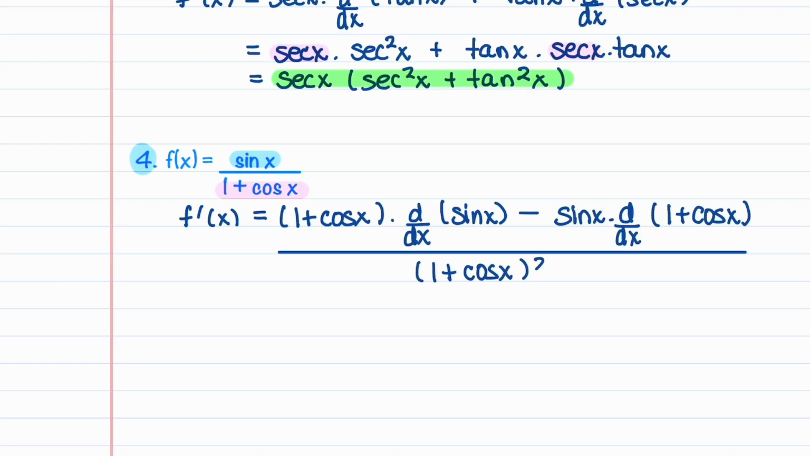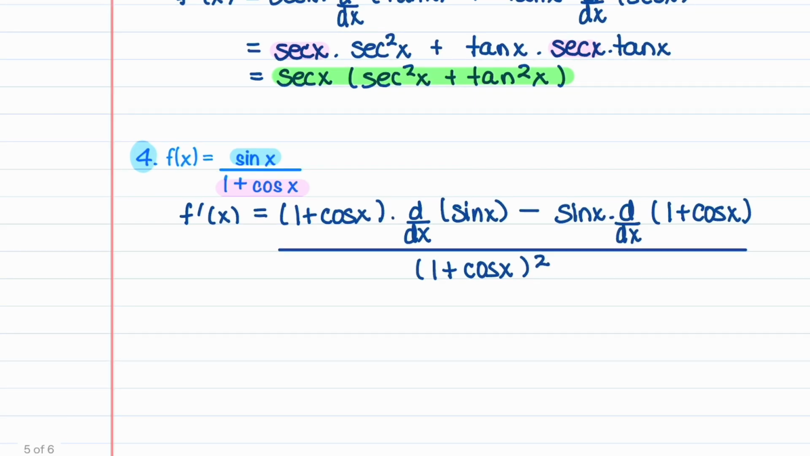x quantity squared. I think one mnemonic that might help remember this is thinking of the top term as the high term and the bottom term as the low term, and then the derivative is just low d high minus high d low, all divided by the square of what's below. Let's now go ahead and simplify this.